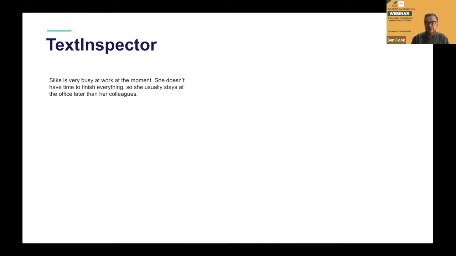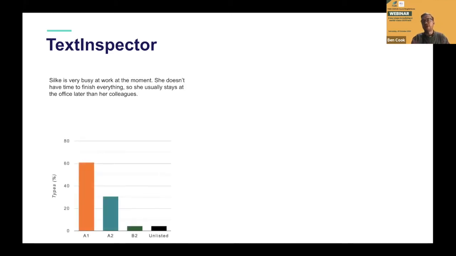So if we put it into Text Inspector, we get a whole range of reporting, but this is probably a nice, clear snapshot of the kind of reporting you get back. Text Inspector looks at that text and says, well, most of the words in this text are A1. Around 60% of the words are at A1, okay? So beginner. About 30% of the words are A2, and not many, probably 4 or 5% of the words are at B2, and a few it doesn't quite know, doesn't recognize them.